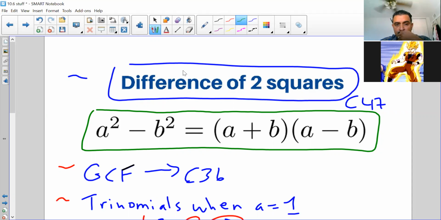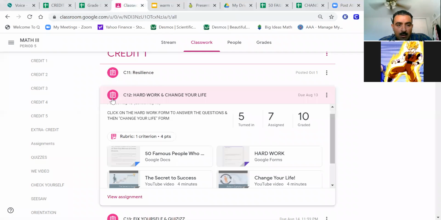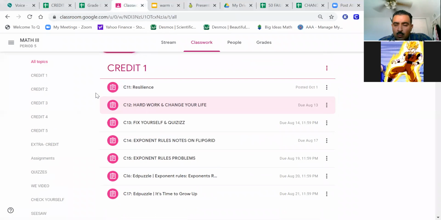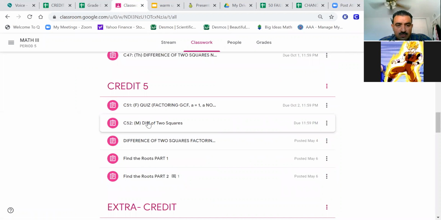Let me show you what the grade should look like. So everyone's going to take notes together today, veterans and rookies. And let me give you a picture of what you're going to do after the notes. You'll go to our Google Classroom. We're on C52, which means credit 5, assignment 2. Here we are. C52 is Monday.